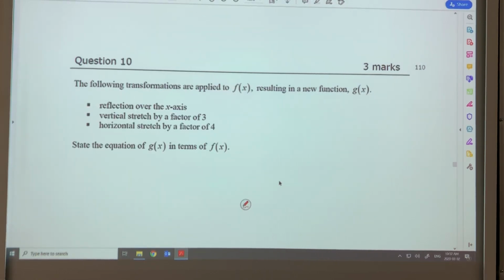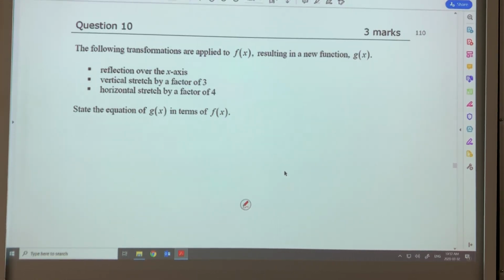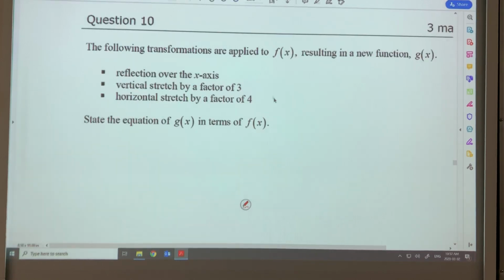Here's one. You can do question 10. State the equation of g of x in terms of f of x. Yep, that's exactly right up our alley. So I'll give you just like 30 seconds to try it out. You don't need to necessarily write it down. Just see if you can get the answer right.